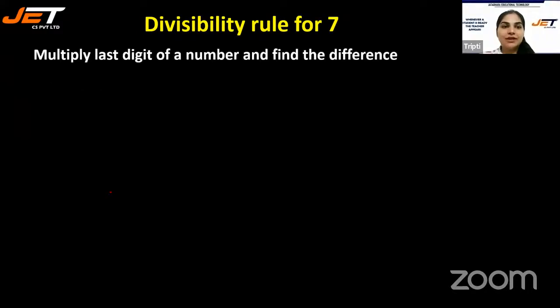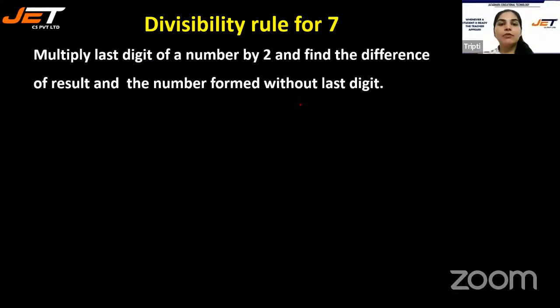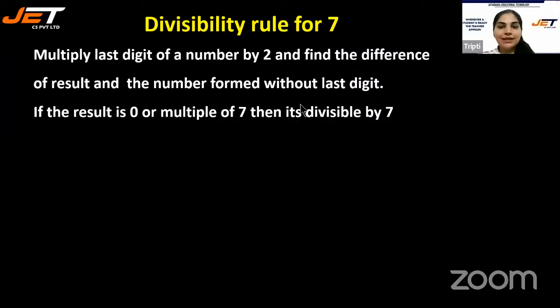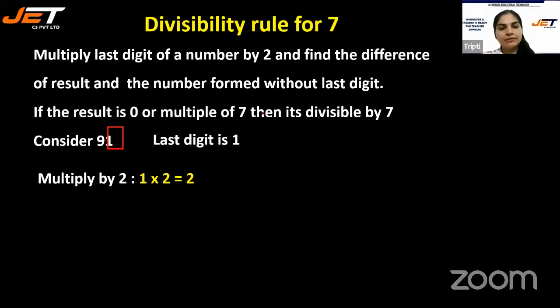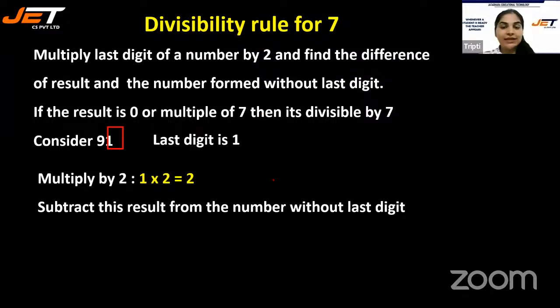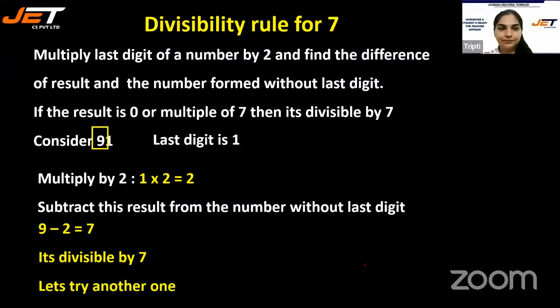The rule of 7 says the last digit of the number should be multiplied by 2 and then you find the difference of the result and the number formed without the last digit. If the result is either 0 or a multiple of 7, then it's divisible by 7. Like 91. The last digit is 1. 1 times 2 is 2. The remaining number is 9. 9 minus 2 is 7. So it should be either 7 or 0. It is 7, which means it is divisible by 7.